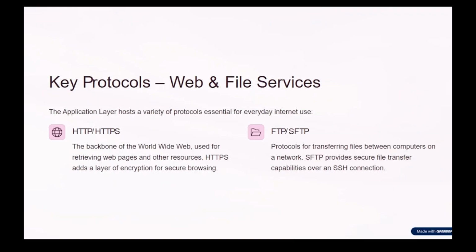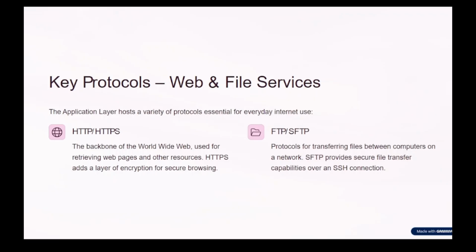Key protocols: web and file services. The application layer hosts a variety of protocols essential for everyday internet use. First is HTTP. HTTP is the backbone of the World Wide Web, used for retrieving web pages and other resources. HTTPS adds a layer of encryption for secure browsing.